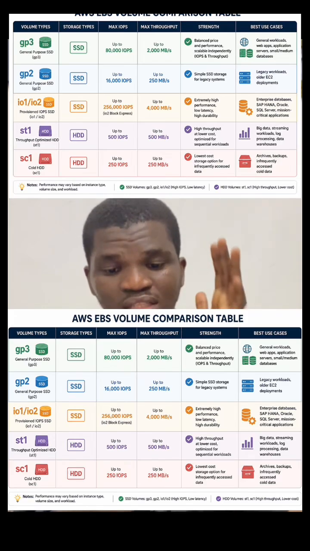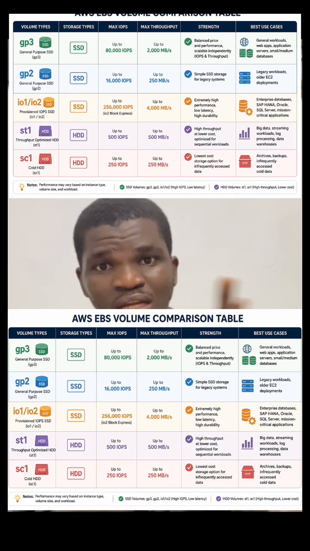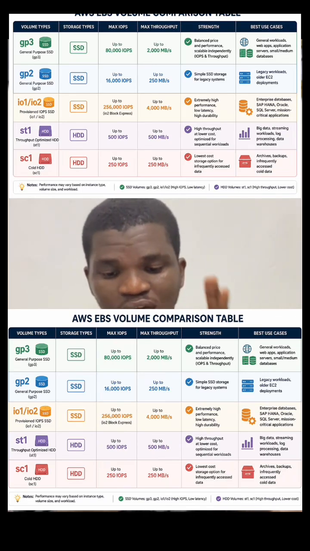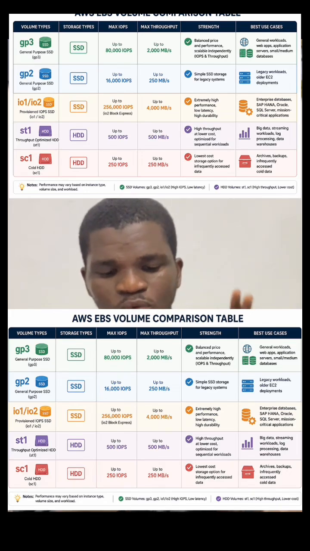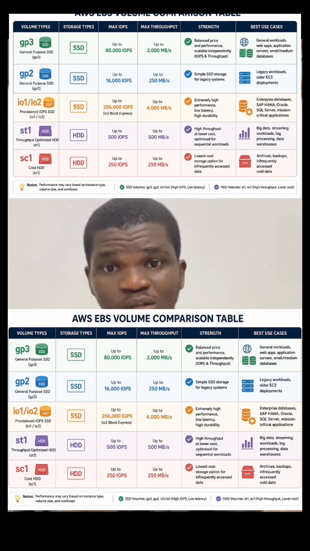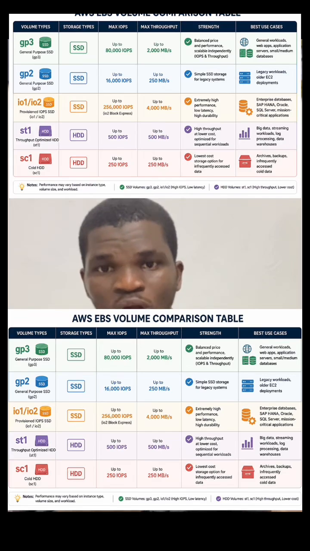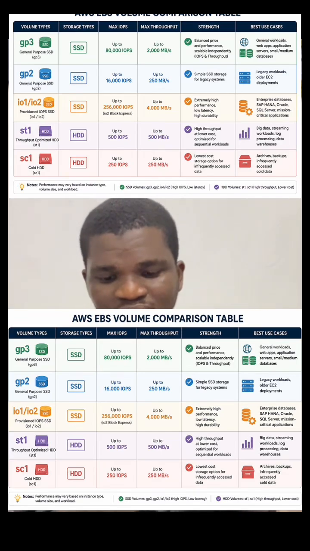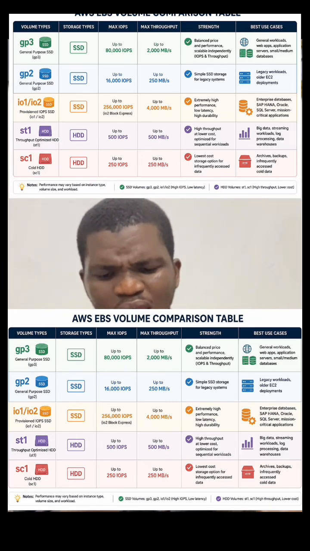the max IOPS for GP3 is 16,000. So it means that the input and output performance for GP3 is 16,000. Then the max throughput for GP3 is 1,000 megabytes per second. So it means the amount of data it can process per second is 1,000 megabytes per second.